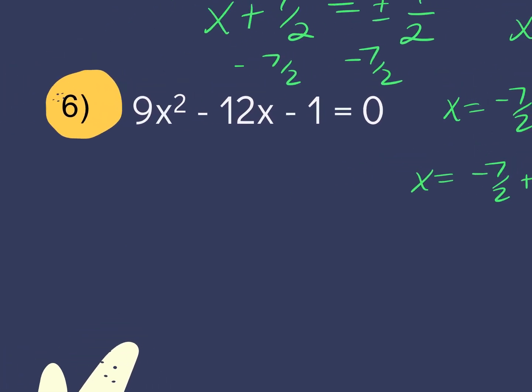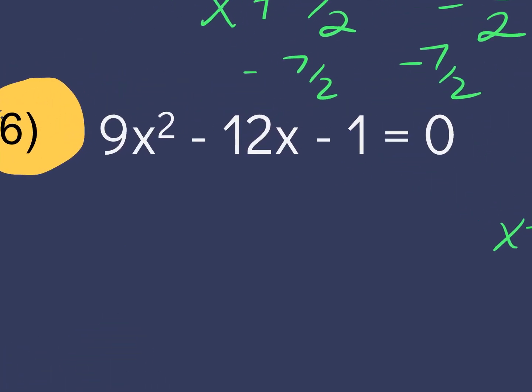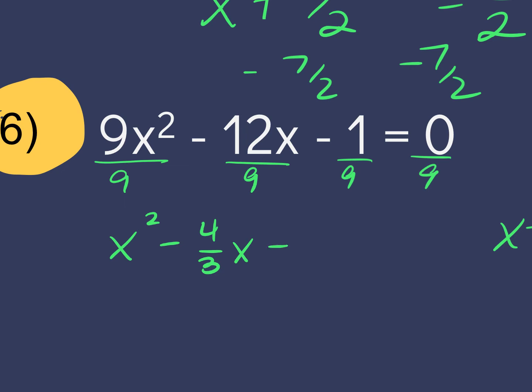So for number 6, notice the number in front of x squared is not a 1. I need to divide all of the terms by 9. Everything. It's not a GCF, to pull out a 9, because 1 can't be divided by 9.